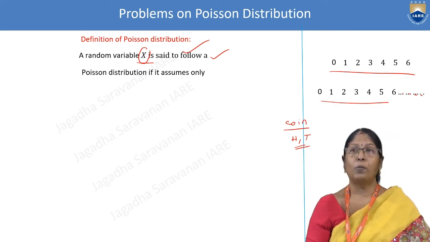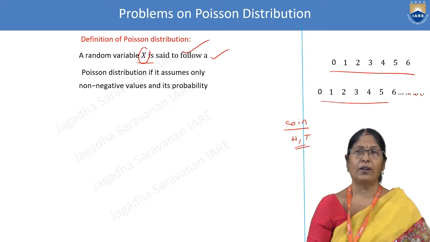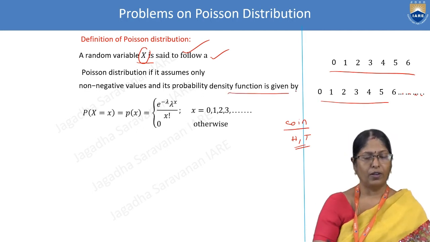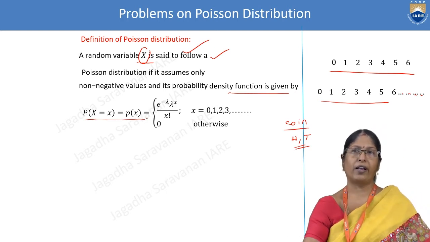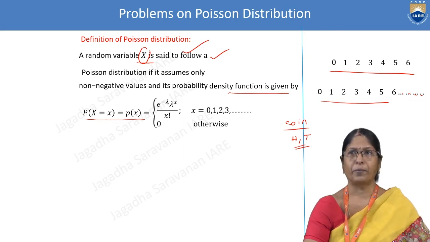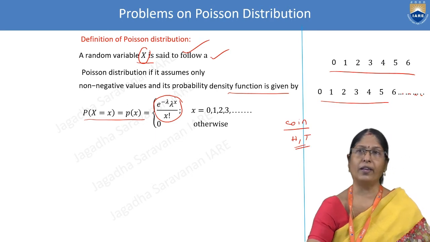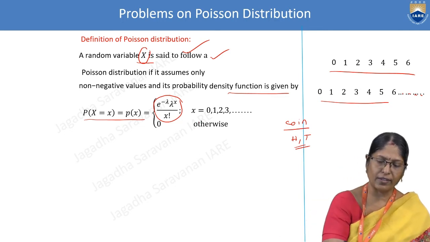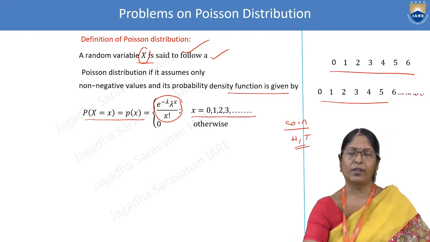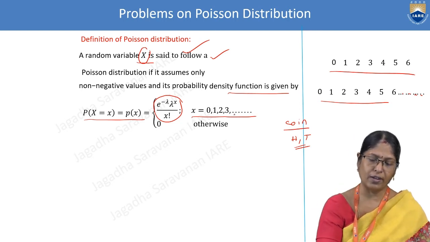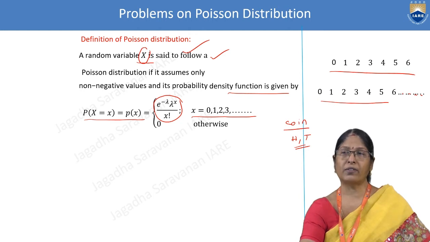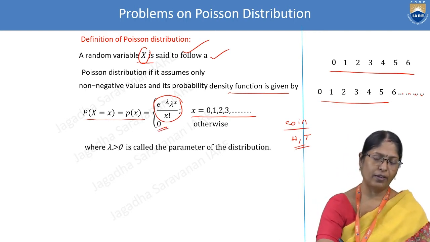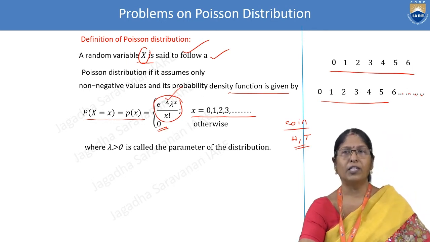X is said to follow a Poisson distribution if it assumes only non-negative values and its probability density function is given by the probability of X equal to x, that is p of x, equal to e power minus lambda, lambda power x by x factorial. Here x takes values from 0 onwards, and it is not finite; it goes on to larger values or infinity. Otherwise, the function is 0. Here the parameter lambda is positive.